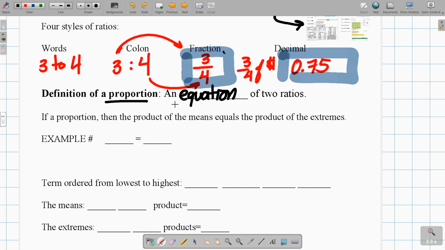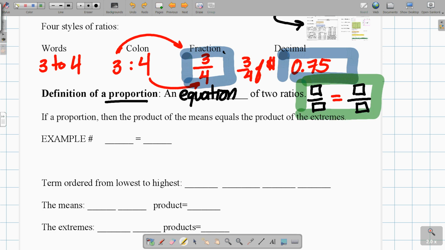A proportion is an equation of ratios. Remember we just said that fractions are ratios. So when you have an equation of 2 ratios that are equivalent, that whole thing is called a proportion. So the individual fraction is a ratio, and the entire thing is a proportion.